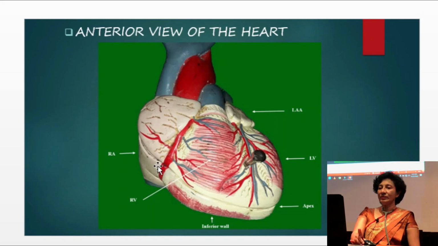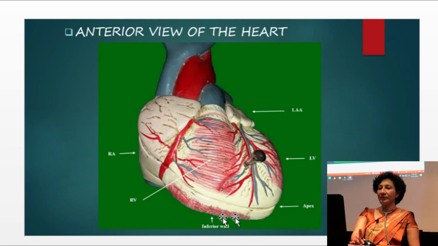Below the atrioventricular groove, anteriorly you can see the right ventricle. Then to the left, anteriorly you can see the interventricular groove and coronary blood vessels. On the anterior view, you can see only a small strip of the anterior wall of the left ventricle. That is because the left ventricle proper lies posteriorly. This is the apex of the heart.